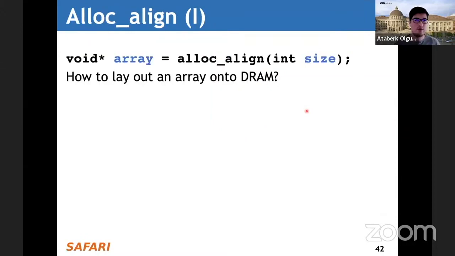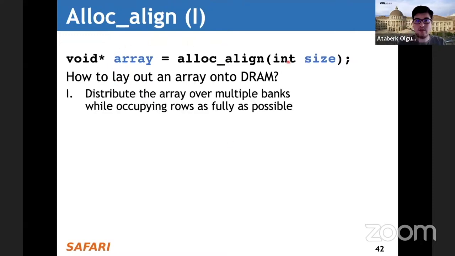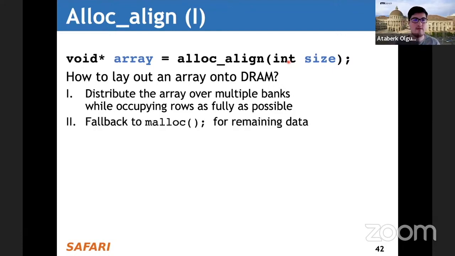So how does it work? This is, again, describing the semantics of the function. It will take an argument size, how many bytes we want to allocate, and it will return a pointer. So how does it lay out an array to DRAM? It will first distribute the arrays over multiple banks while occupying DRAM rows as fully as possible, and then fall back to malloc for the remaining data.